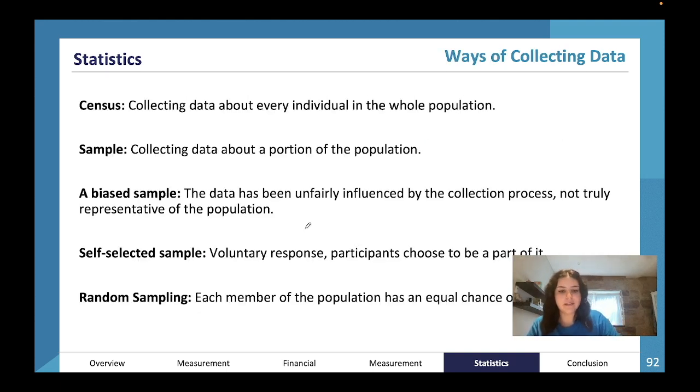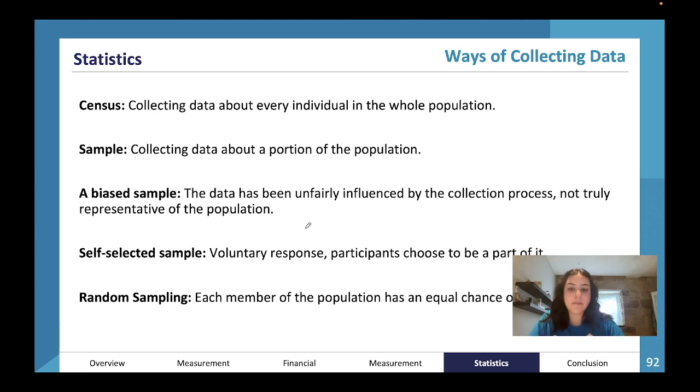Okay, here are some ways that we collect data. Number 1, census. This is about collecting data about every individual in the whole population. So we have an Australian census that runs every 4 years from memory. And this is something that they might mention in questions sometimes. Sample is about collecting data about a portion of the population. So you might just want to collect a sample from year 12 students. A biased sample is data that has been unfairly influenced by the collection process. So it's not truly representative of the population. This might be if you wanted to interview people about how they felt about reality TV, but you only interviewed people who actually like reality TV. Kind of a biased sample.